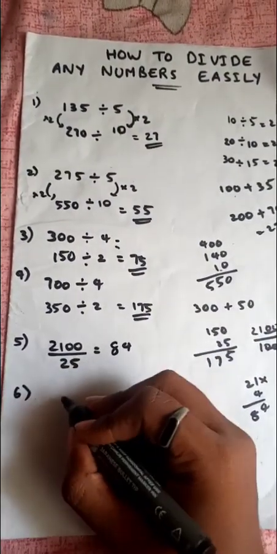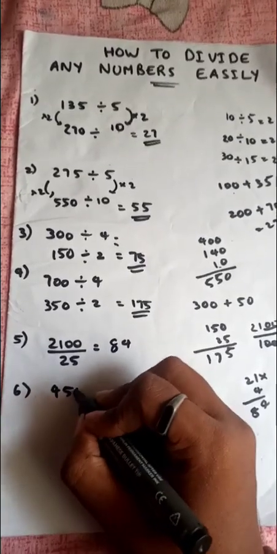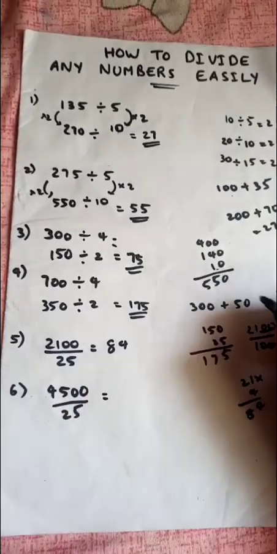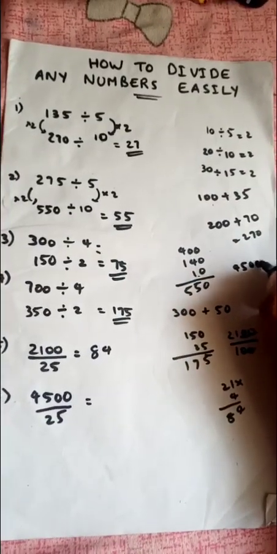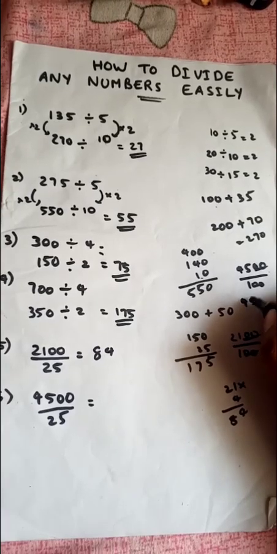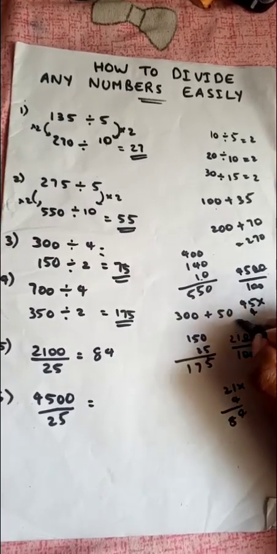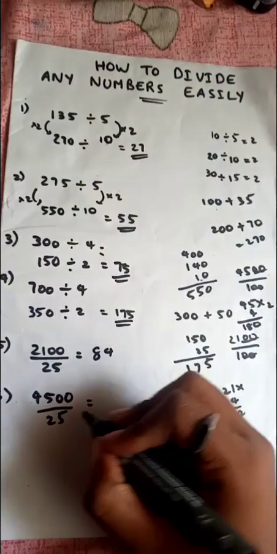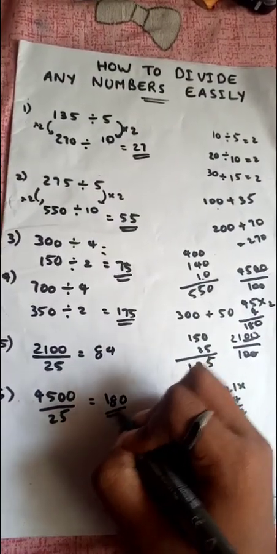There's one more question. For example, for 4500, how can we divide 4500 by 25 easily? First of all, we write that number like this, 4500, and divide it by 100. So two zeros would be cancelled out, would be 45, and then multiply this number with 4. So multiplying this number with 4 would be 180. 180 would be this answer.